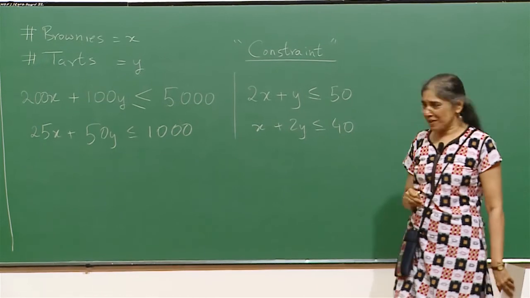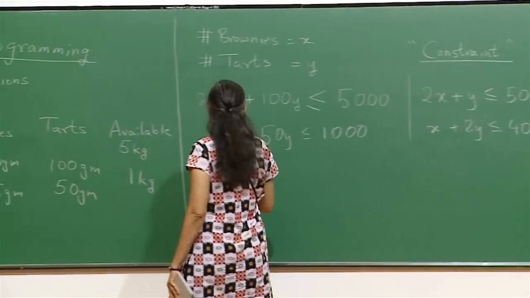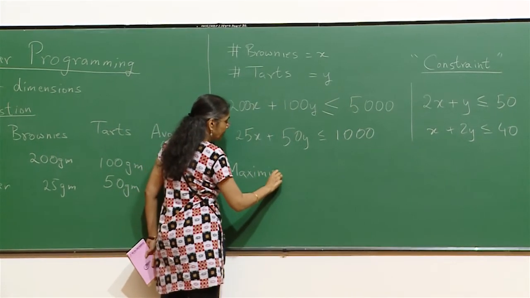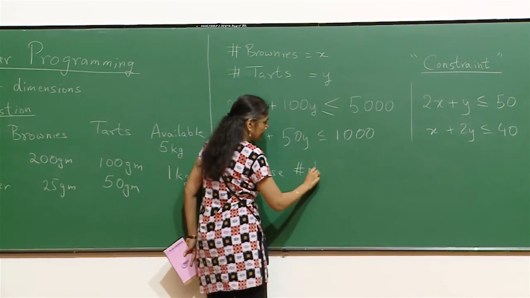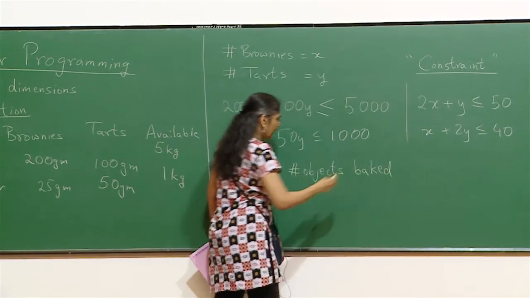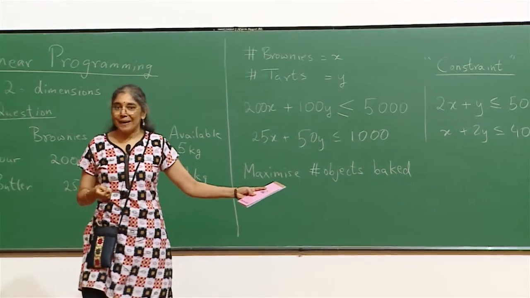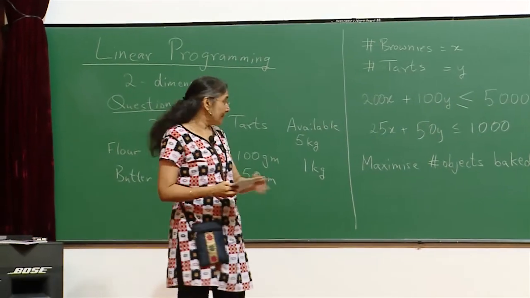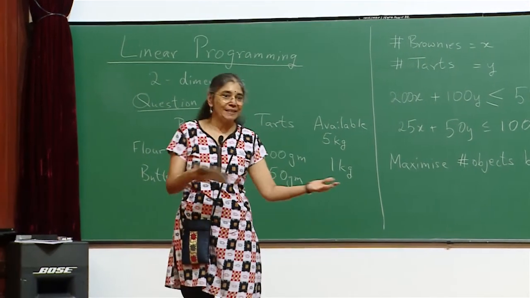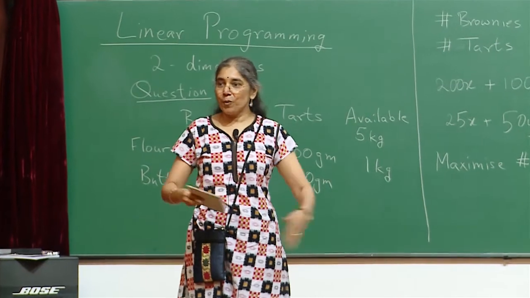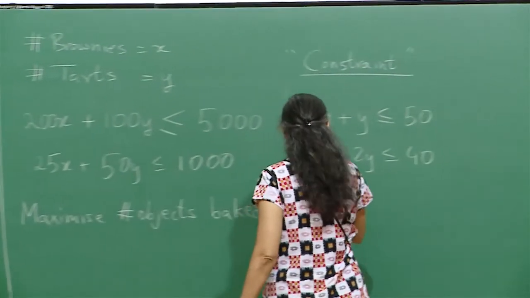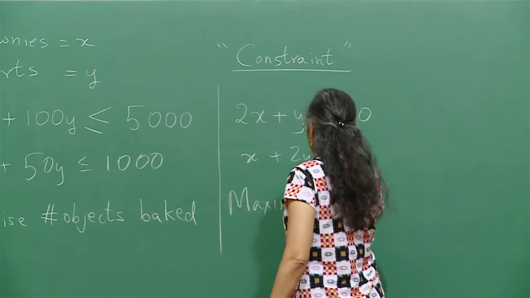Typically, that is going to be some cost, right. So, in this example, let us say that the goal is to maximize the number of objects baked. Why would one want to just maximize the number of objects? Presumably, this makes sense assuming that both brownies and tarts sell for the same cost, so it does not matter which of these we produce, but you want to bake as many as possible to get maximum revenue. So in that case, what we are saying here is just maximize x plus y.